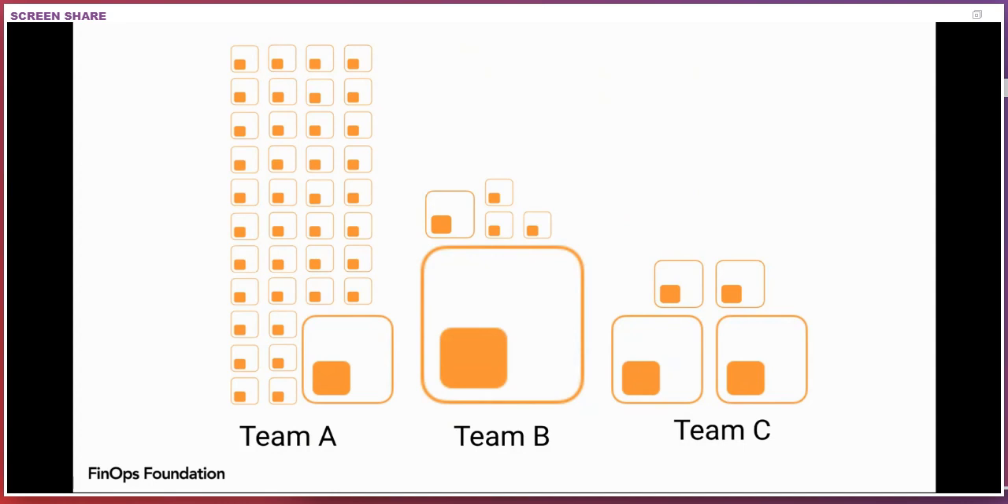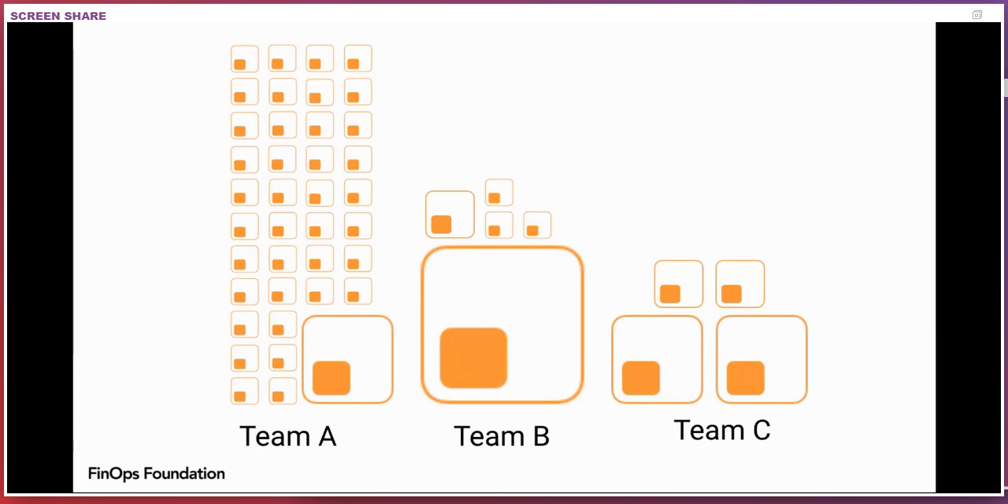You can see that while Team A, remember, originally had $3,000 worth of savings, there are a lot of recommendations for Team A to get that $3,000. Whereas Team B and Team C have a smaller amount to save, but a lot less effort for them to look into the handful of resources. And so we're finding that balance between the effort and the potential savings that we could make.